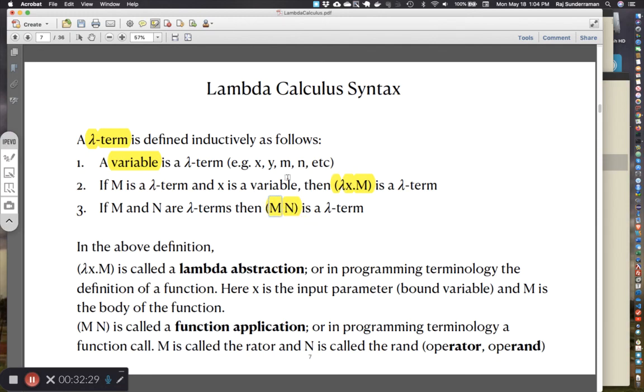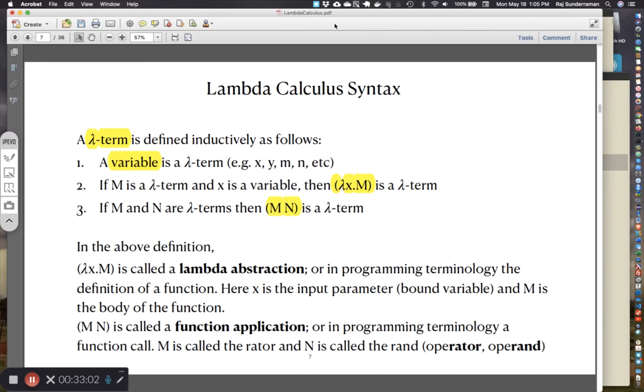The second one is built as follows: left parenthesis, lambda x dot m, right parenthesis. You can note the parentheses before and after. The parentheses indicate the beginning and end of the term, and within that we have lambda x dot m. What is x? x is a variable, which will be treated as a parameter, a parameter variable.